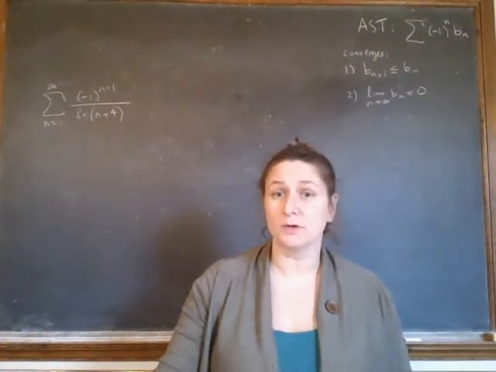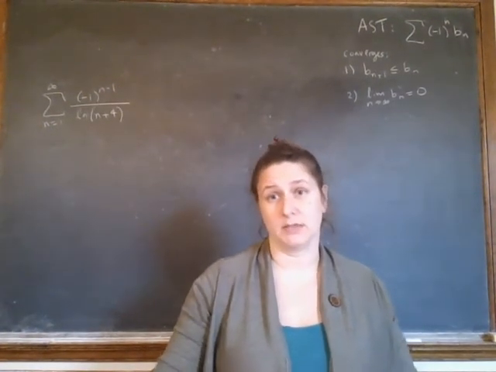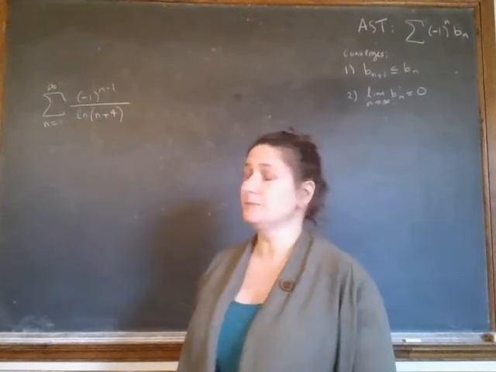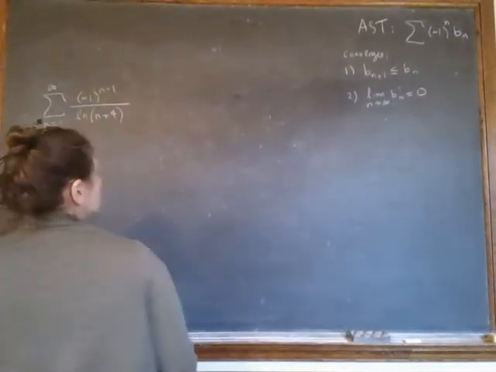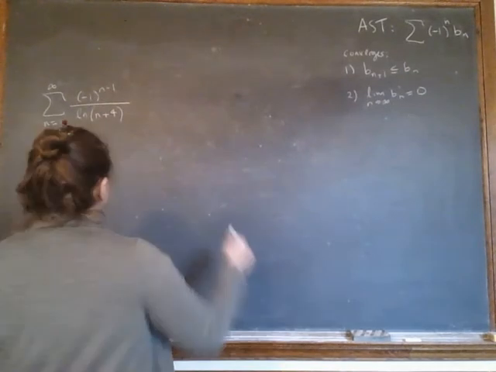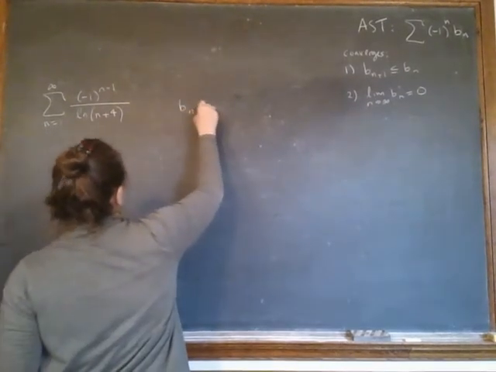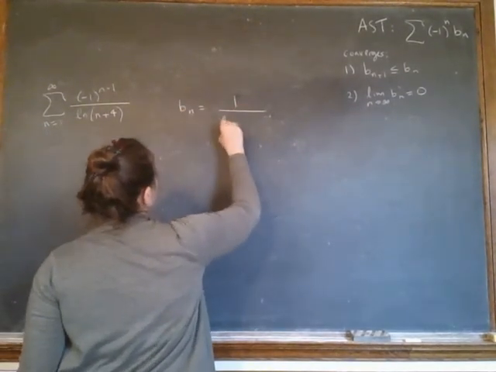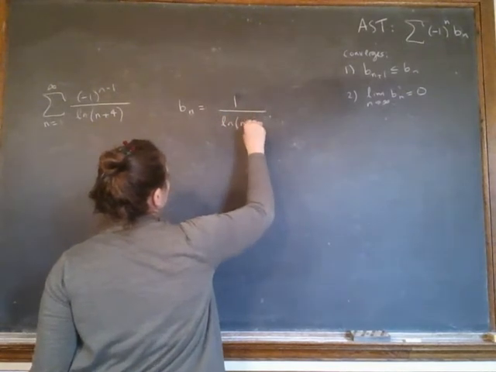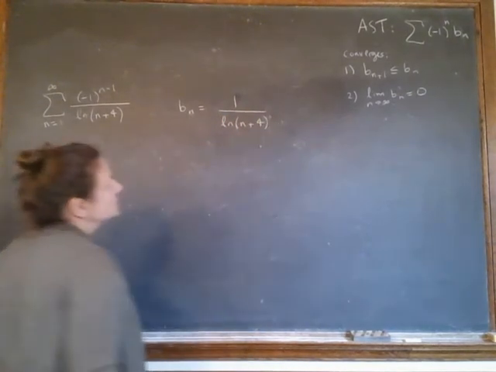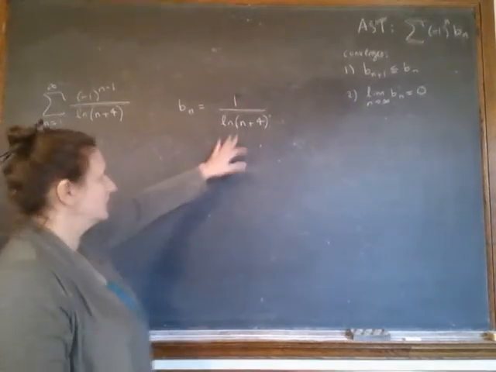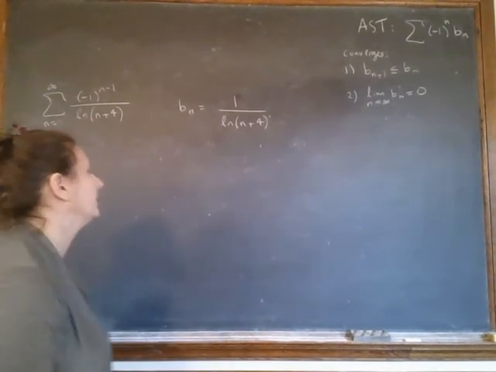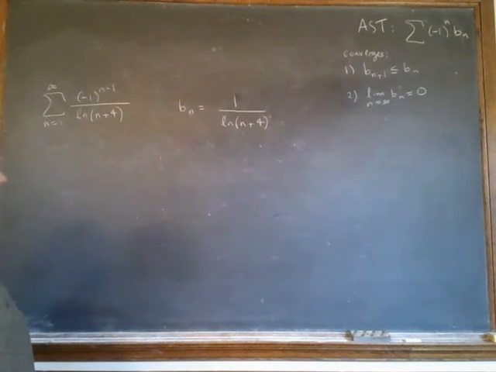So to do a few more examples with the alternating series test. Let's start with this one here. We see it's got the (-1)^(n-1), so there's my alternating series test. My b_n here is going to be 1 over natural log of n plus 4. We can mentally see that this is going to go to 0 as n goes to infinity.